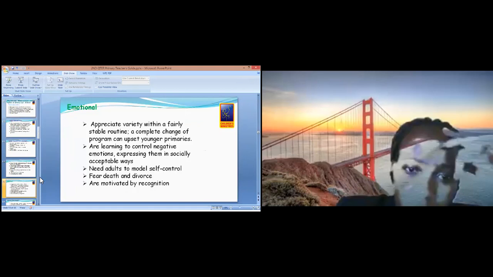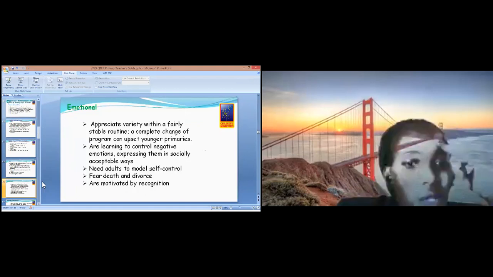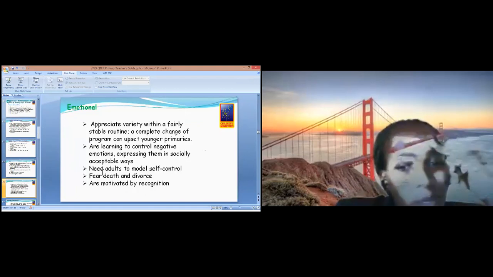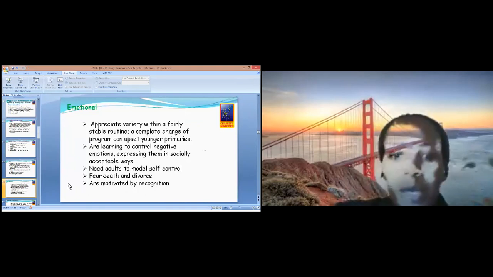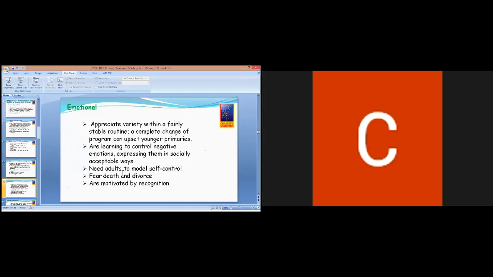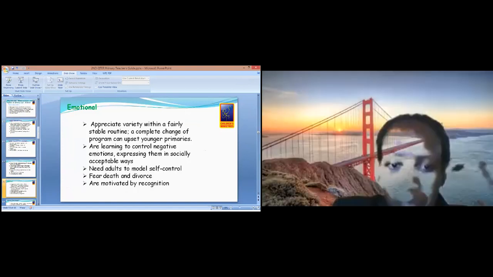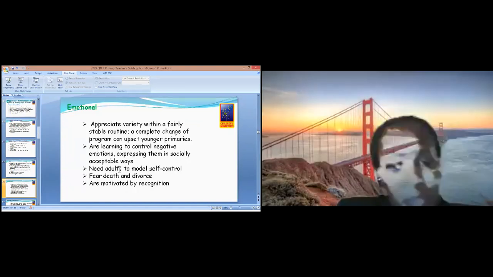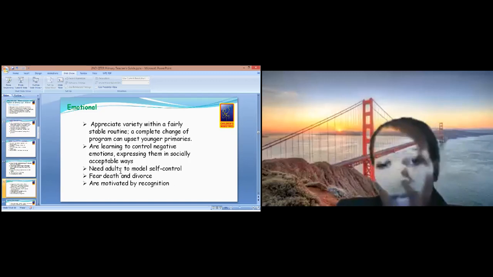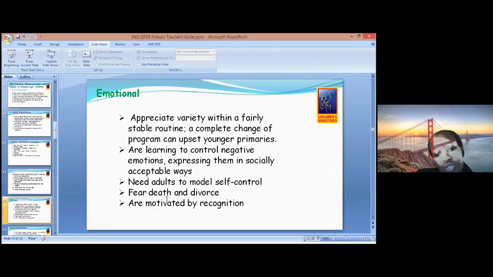Okay, I was looking at the emotional characteristics of the primary child. Can you hear me now? Yes, please, we do. Okay. I was saying they're learning to control negative emotions, expressing them in a socially acceptable way. They need adults to model self-control. They fear death and divorce, and are motivated by recognition.